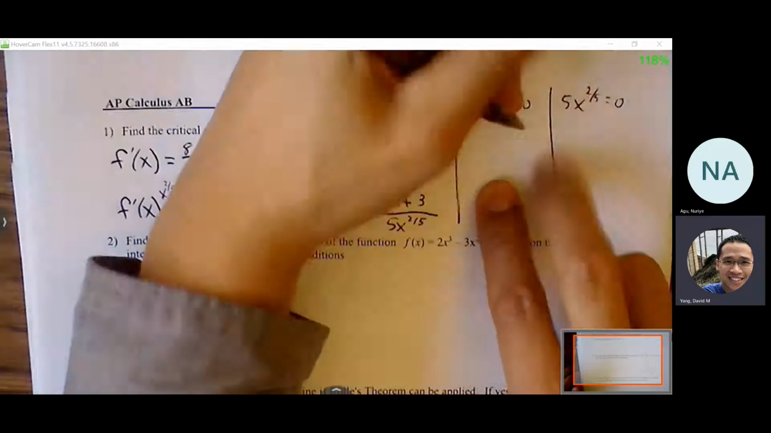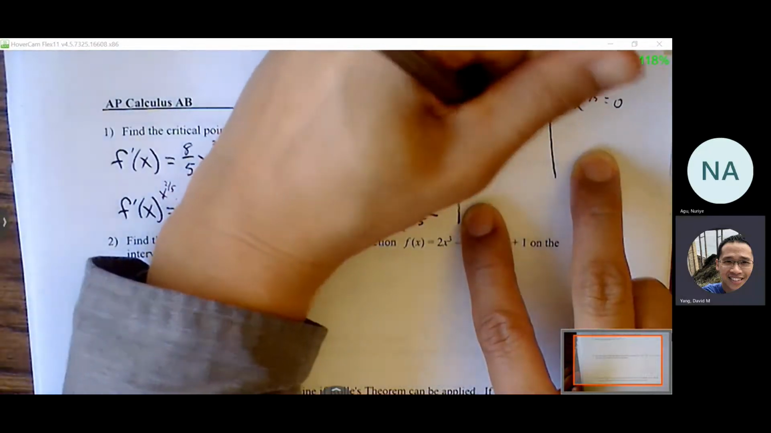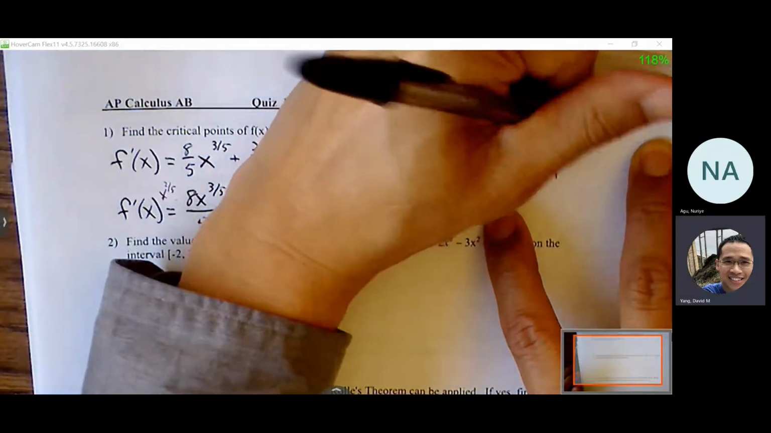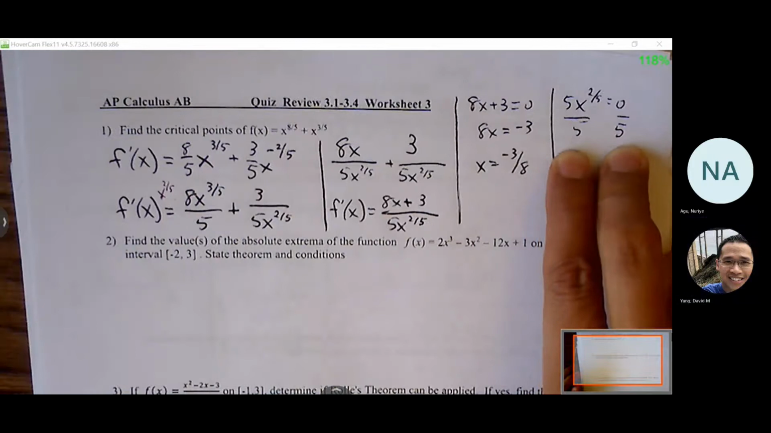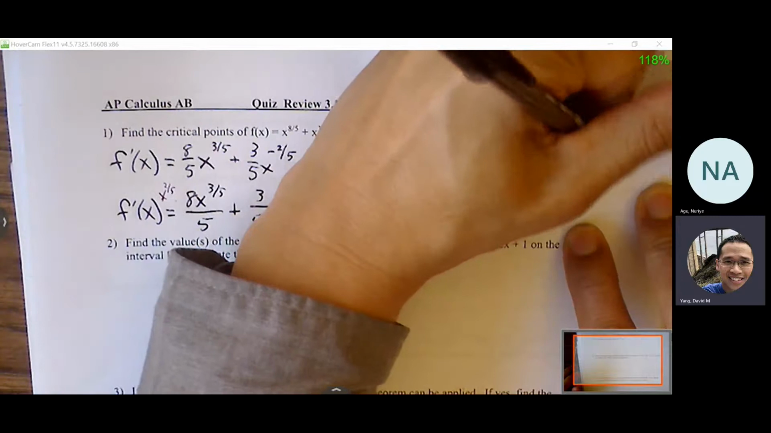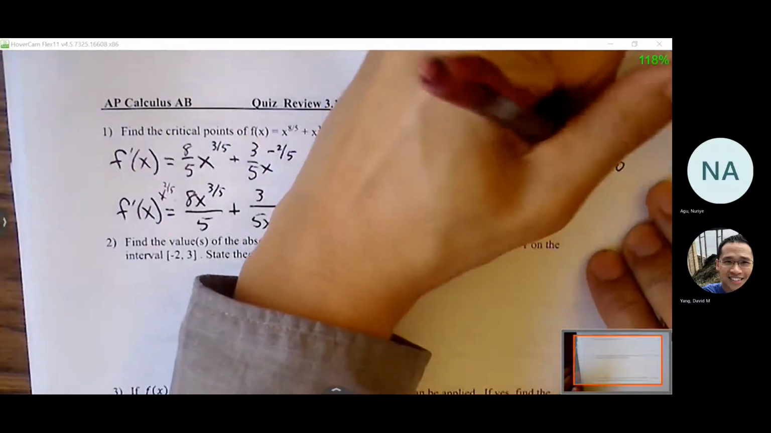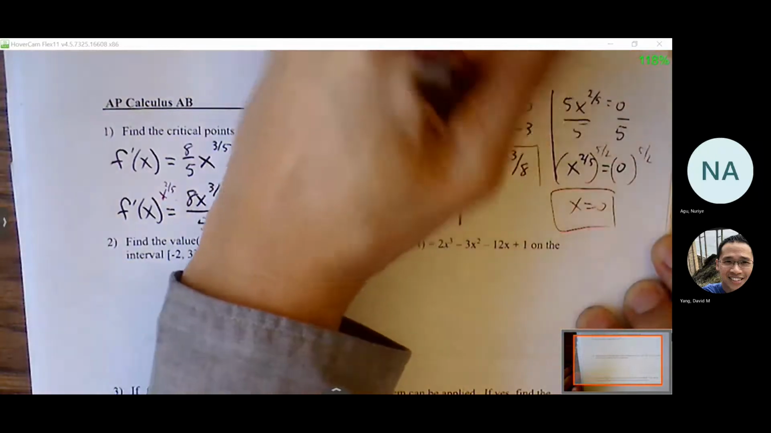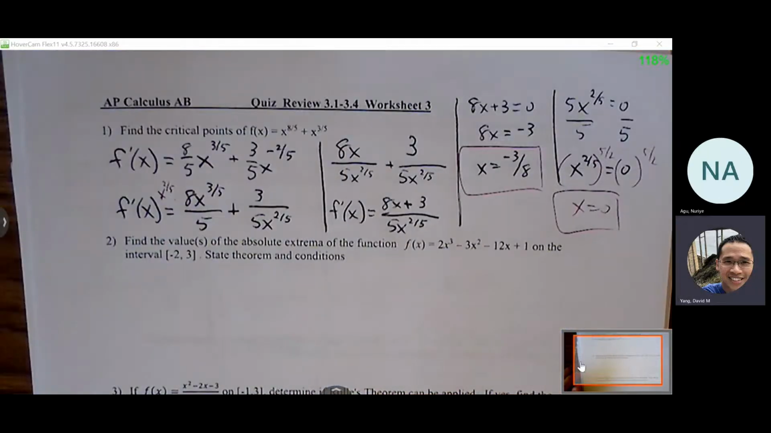Okay, subtract 3, divide by 8. Here, I divide both sides by 5. Raise both sides with the power of 5/2. Still going to give us 0. Okay, how do you feel about that? Good.